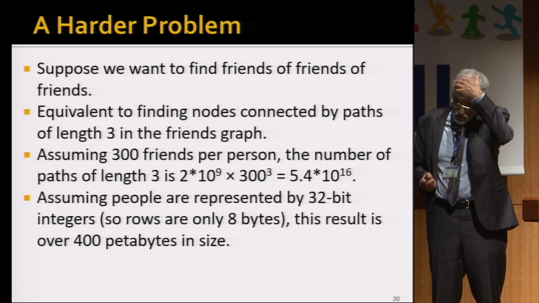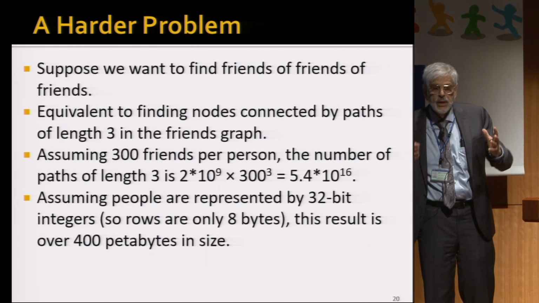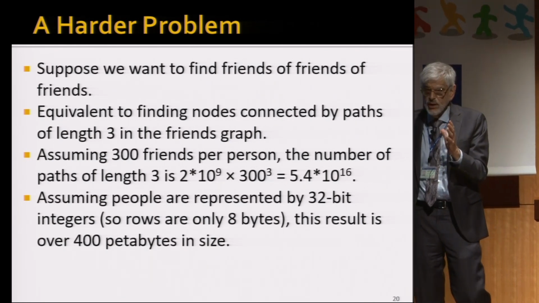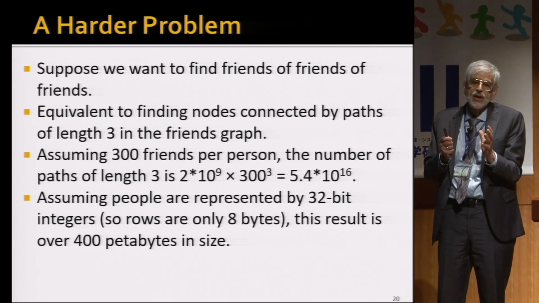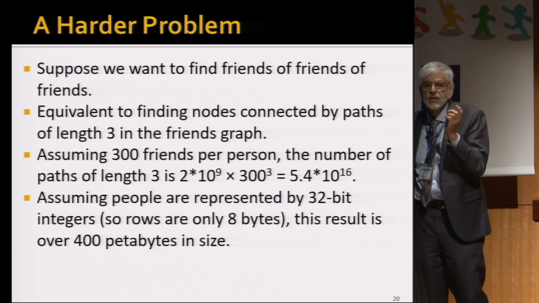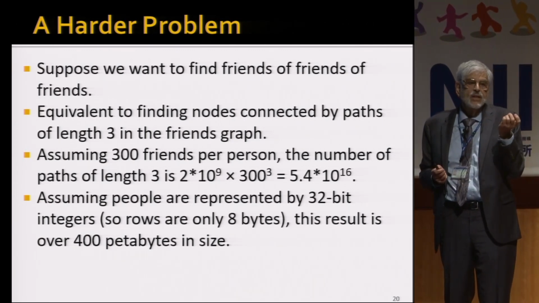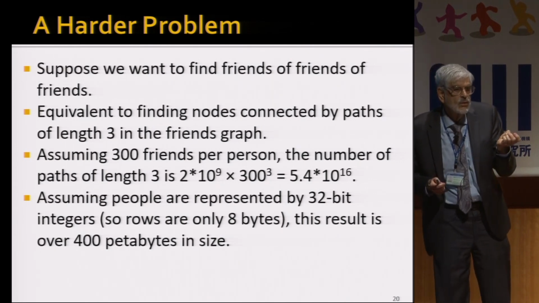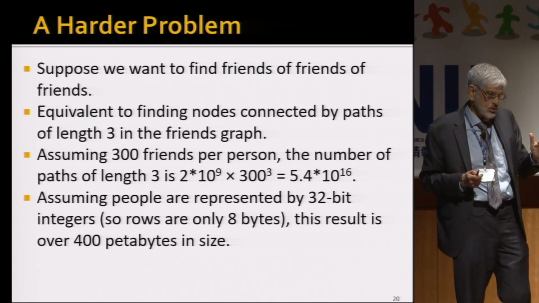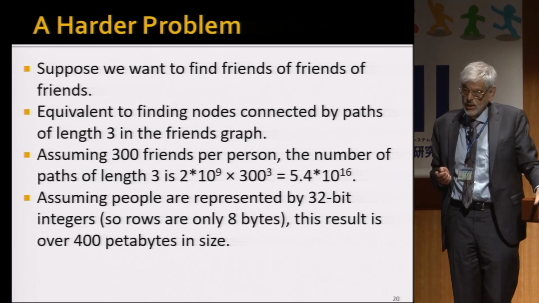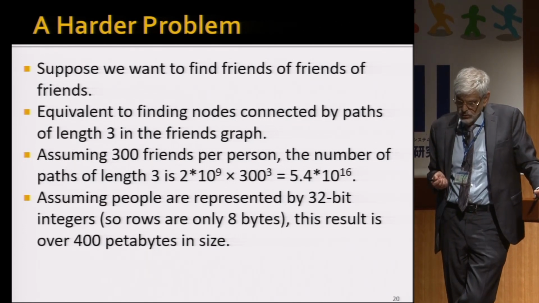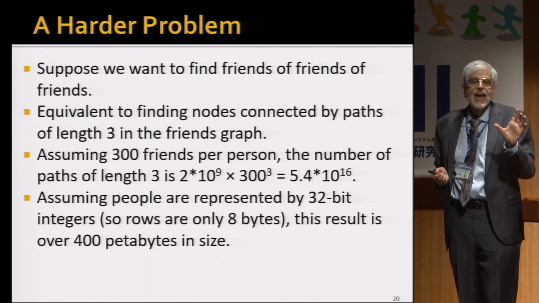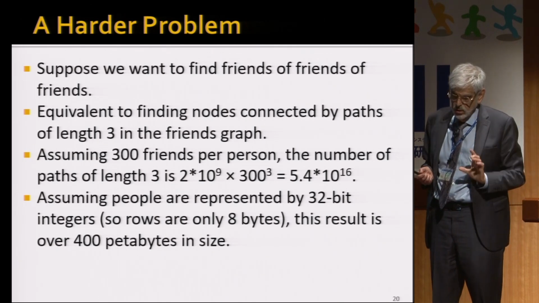But let's look at it this way. In the most compact way to represent friends, each friend is a 32-bit integer. There are 4 billion such integers, so you have enough to cover all the Facebook friends in 4 bytes. So a row is only 8 bytes long.